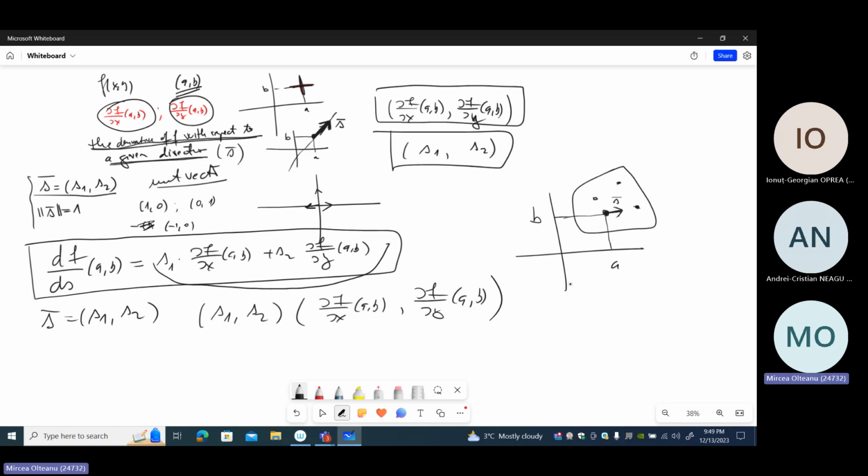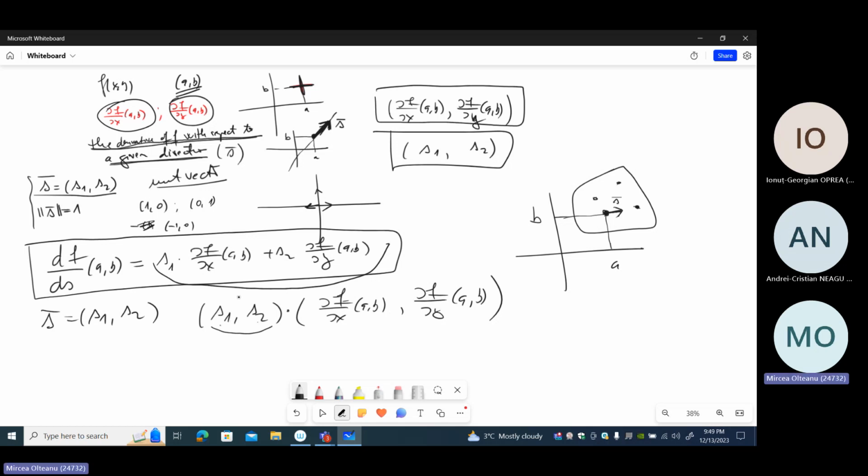When is it maximum in module? So if you have two vectors, the projection of one on the other, so when is it maximum? How to choose this direction? How to choose S1 and S2?